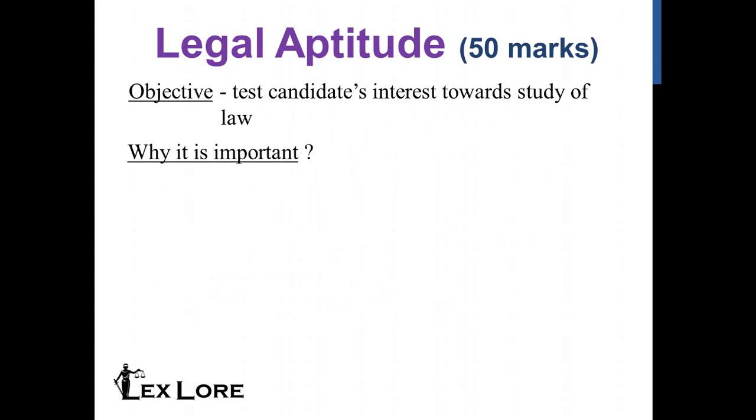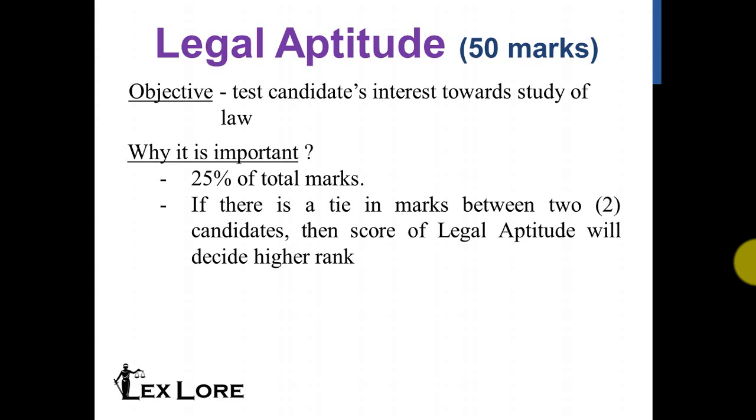Now, why is it important? See, first, it is 25% of the total marks. So out of 200 marks, 50 marks stake is because of legal aptitude. And it is also important because if there is a tie in the total marks, then the score of legal aptitude will be the deciding factor for the higher rank.